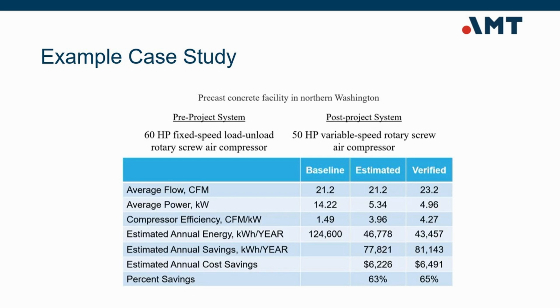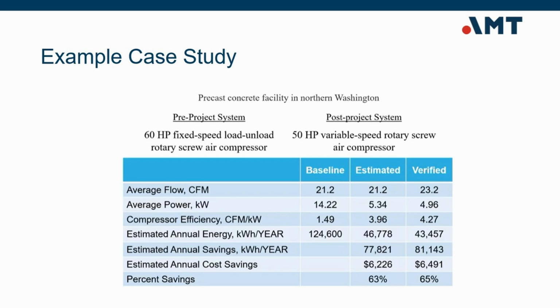Let's look at the numbers. First, notice that the average flow remained essentially the same, about 21 to 23 CFM. That tells us production demand did not change significantly. However, look at the average power consumption. Baseline power was 14.22 kilowatts. After the upgrade, verified power dropped to 4.96 kilowatts. That is a dramatic reduction in energy input while delivering similar airflow.